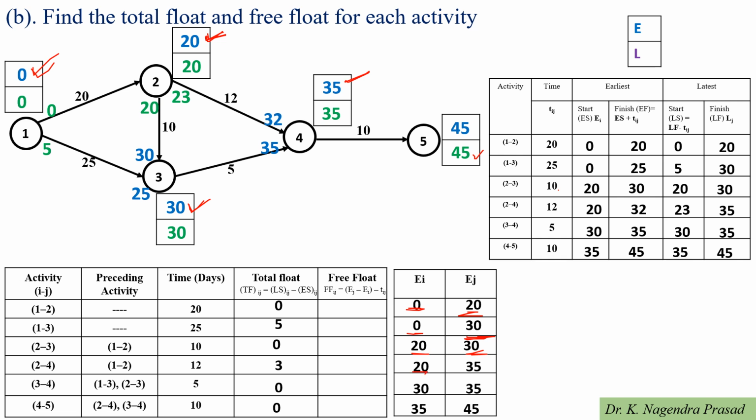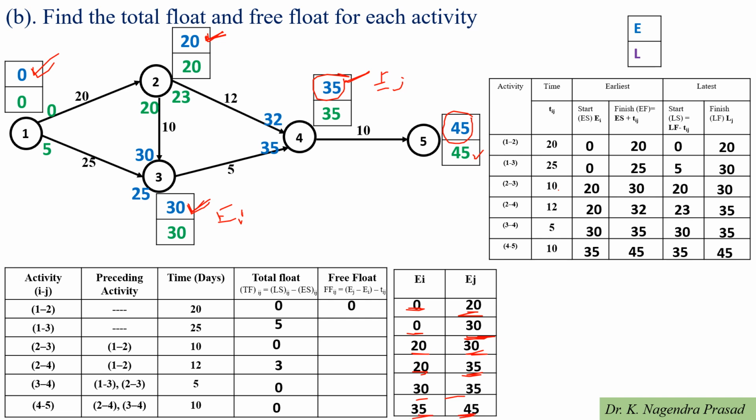So 20 and 35. And next for activity 3 to 4, earliest start time EI is 30 and earliest finish time EJ value is 35. Next we look at activity 4 to 5. For activity 4 to 5, earliest start time EI is 35 and earliest finish time EJ value is 45, so 35 and 45.